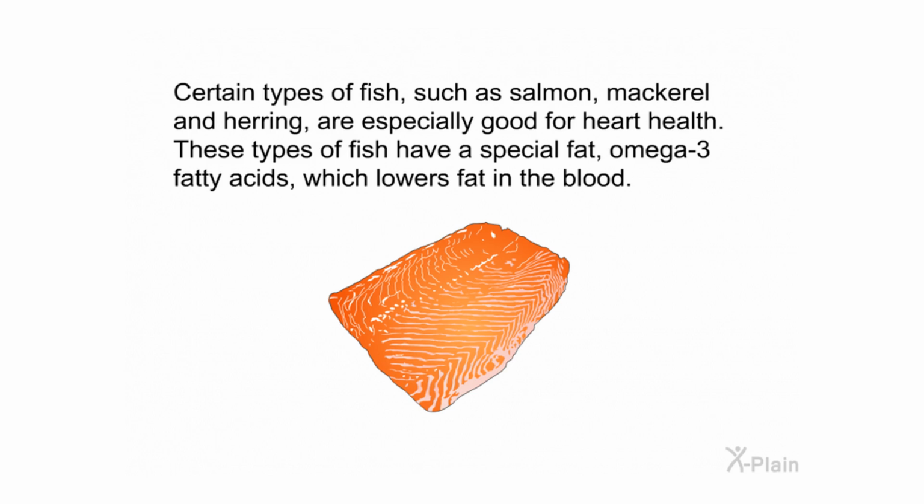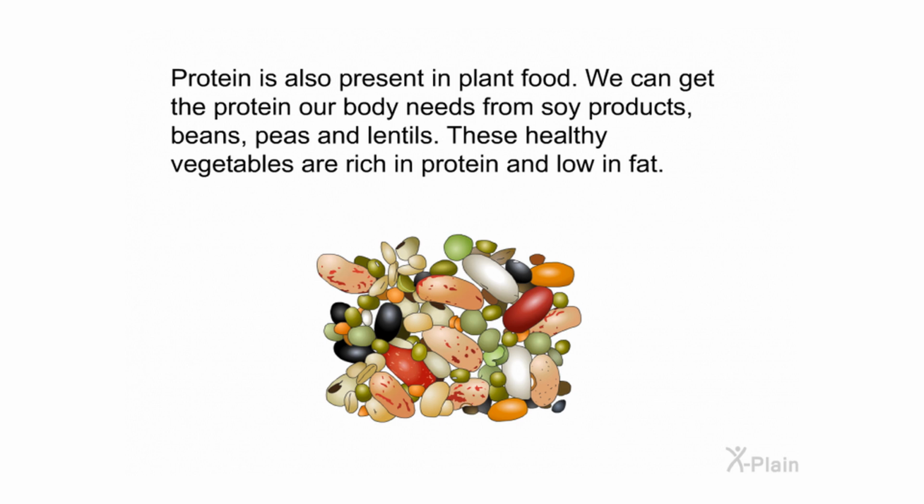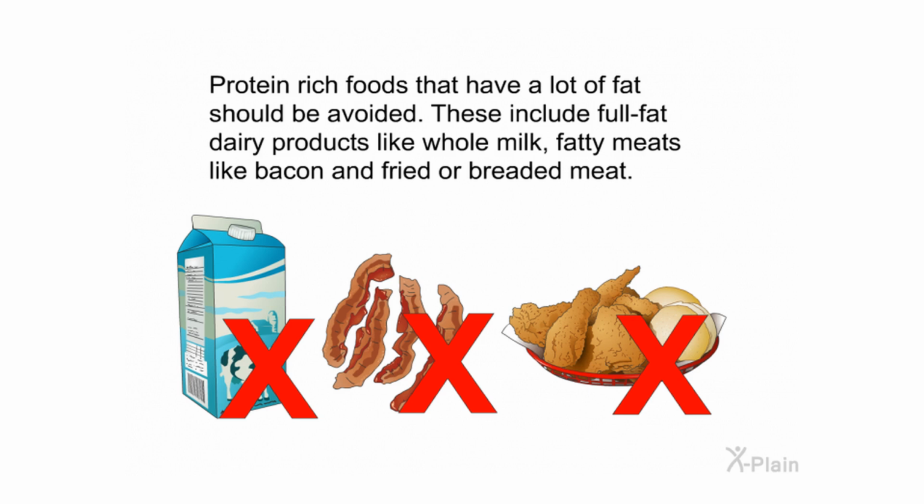Certain types of fish such as salmon, mackerel, and herring are especially good for heart health. These types of fish have a special fat, omega-3 fatty acids, which lowers fat in the blood. Protein is also present in plant food. We can get the protein our body needs from soy products, beans, peas, and lentils. These healthy vegetables are rich in protein and low in fat. Protein-rich foods that have a lot of fat should be avoided. These include full-fat dairy products like whole milk, fatty meats like bacon, and fried or breaded meat.